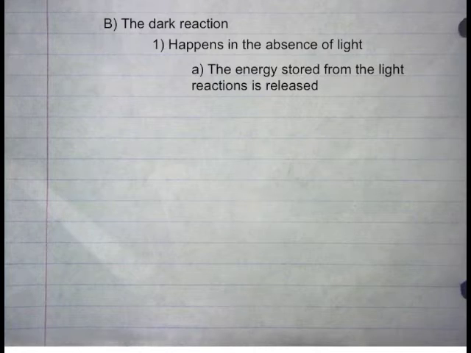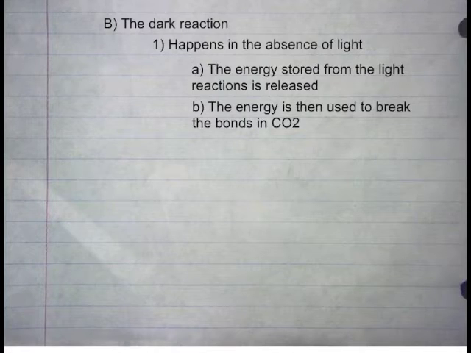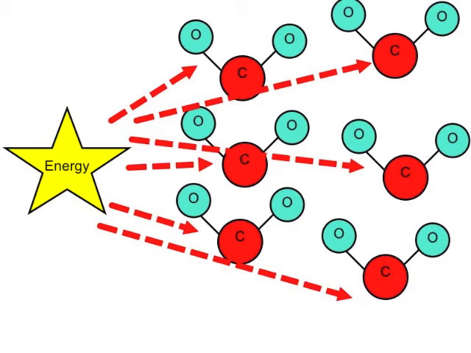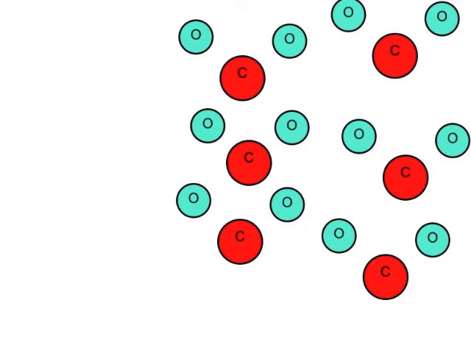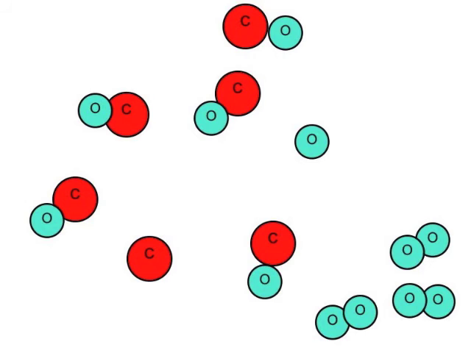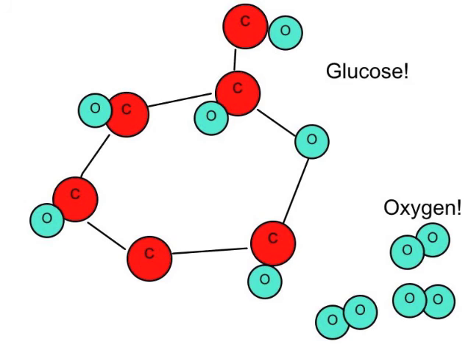The energy stored from the light reactions is released. The energy is then used to break the bonds in CO2. Energy that was stored up by the chlorophyll during the daytime is released to CO2. That energy is used to break the bonds, splitting the carbons and oxygens. They have now become free-floating atoms that can be rearranged. This reforms carbon and oxygen atoms to create glucose and oxygen. Here is a diagram of the carbons and oxygens being rearranged. Then, bonds are placed in, forming glucose and oxygen.